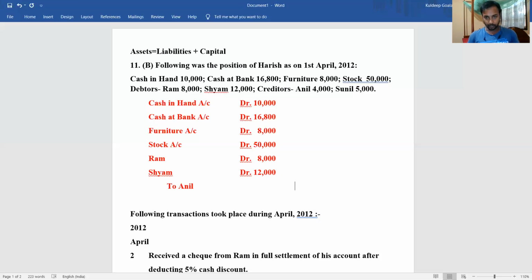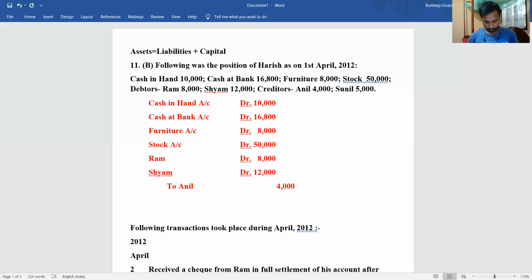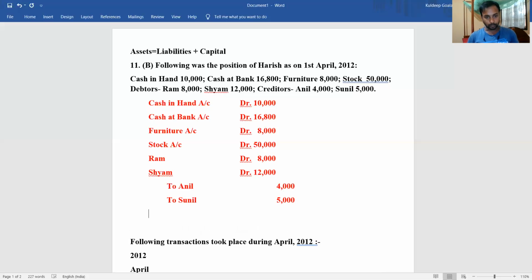So to Anil 4,000, to Sunil 5,000, and the balancing figure will be capital, right? So that will be nothing but to capital account.